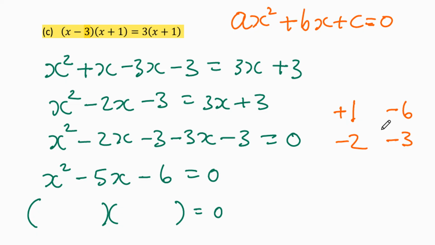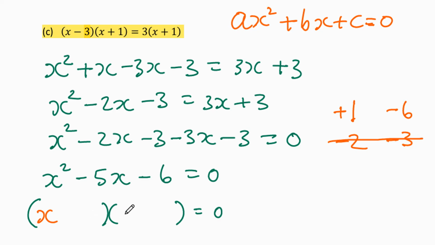So now the question is, which set of factors will we use? We can answer that question by looking at the constant here. We know that when we multiply these numbers, we must get negative 6. Now, negative 2 times negative 3 will give us positive 6, and we want negative 6. So this won't work. A plus times a minus here will give us a minus over here. So we're going to use plus 1 and minus 6.